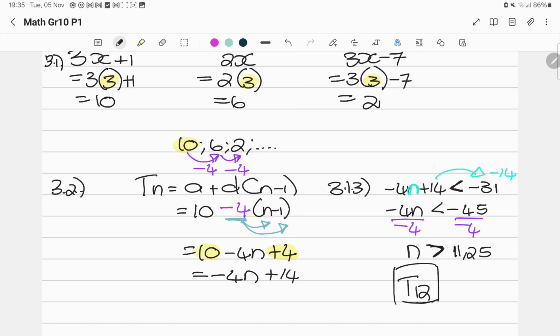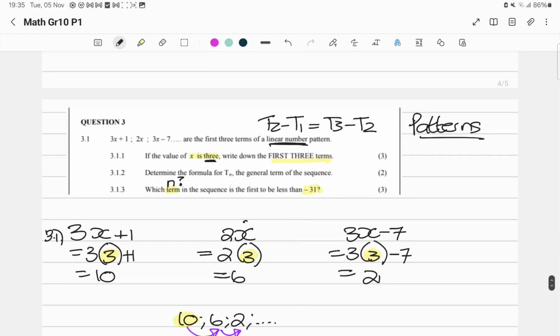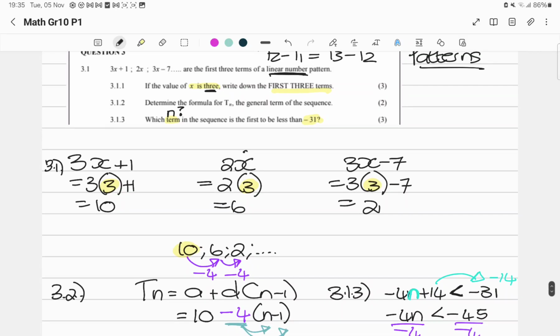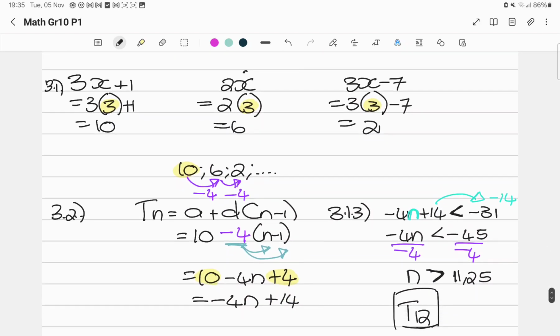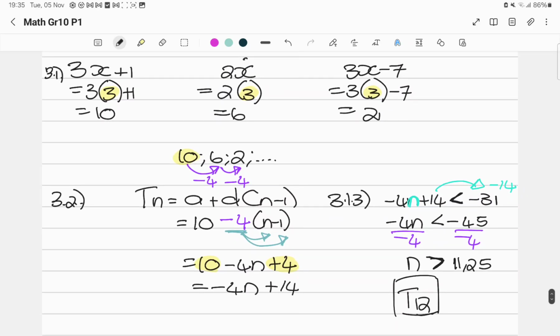Alright, so this is just a basic recap of linear patterns. You need to know how to find your constant difference, how to substitute if I tell you what the value of x is, then how to use your formula to find the general term, and then you either need to know how to find the nth term, like if they tell you term 20 or term 30, or if they ask you what term, and you have to substitute in the answer.